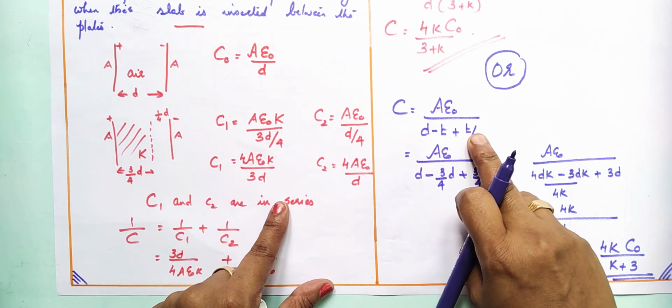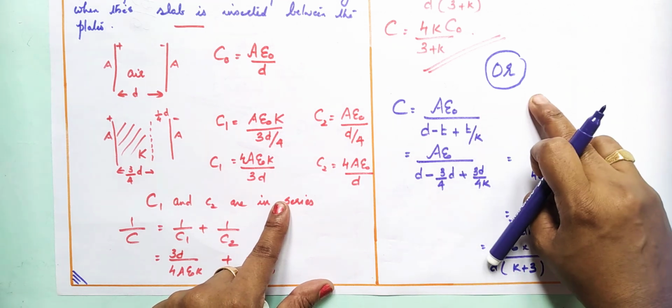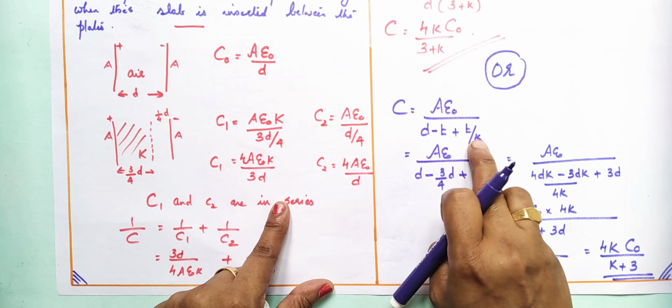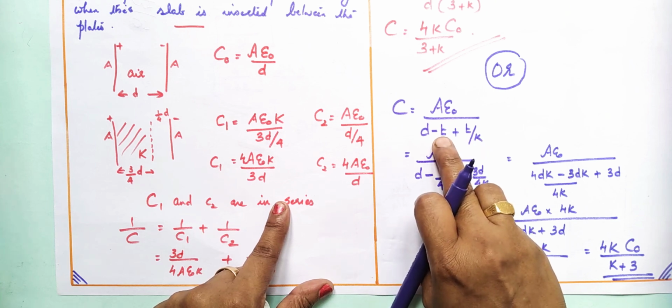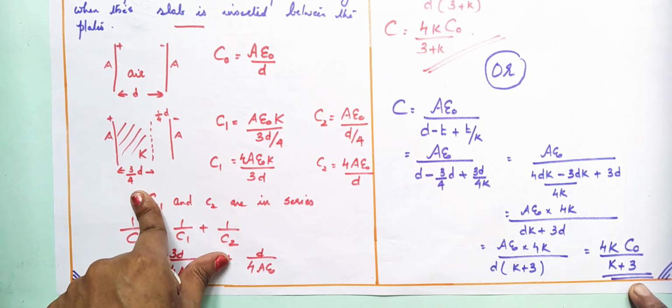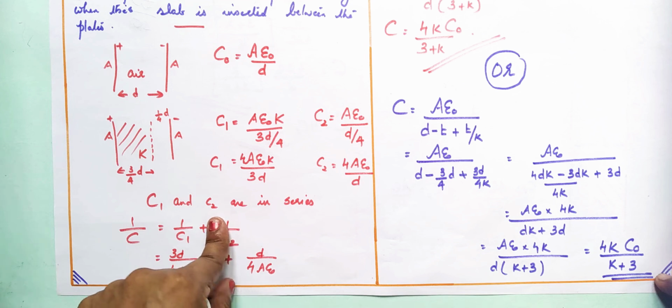Here also, using this direct formula, we can write 4K C0 divided by K plus 3. Directly you can substitute: A epsilon 0 divided by D minus T plus T by K. T represents the thickness of the dielectric material. Here it is 3 by 4 D. Then simplify, and we will get the same answer. So either we can use this method or the direct formula method. Okay, children.